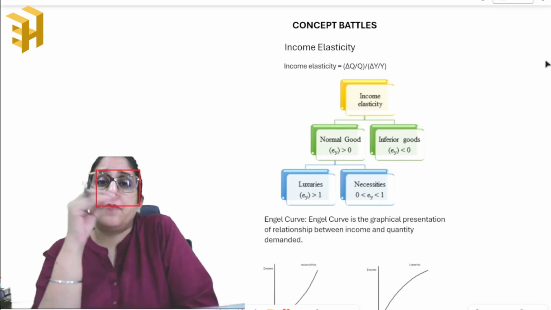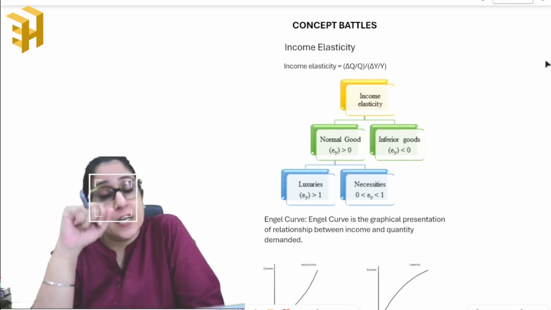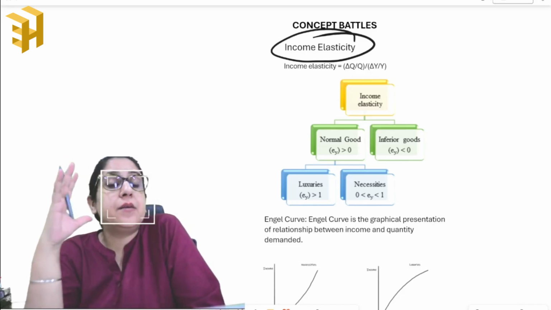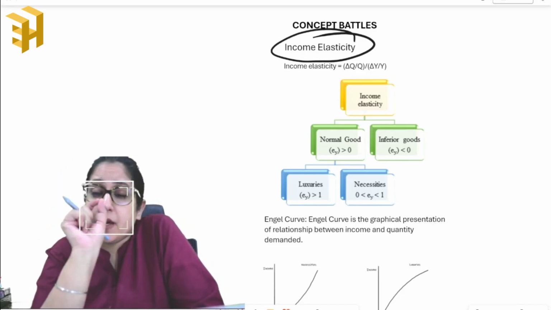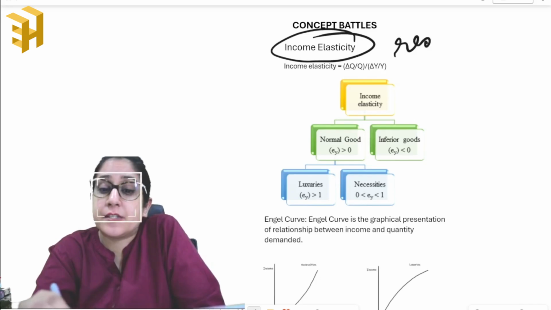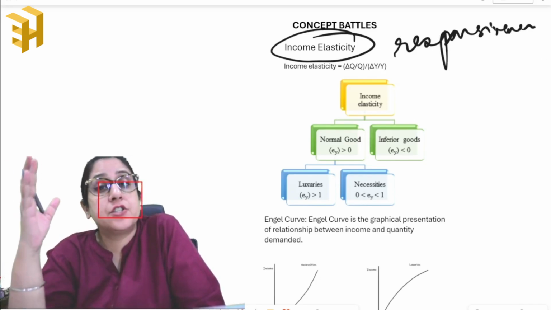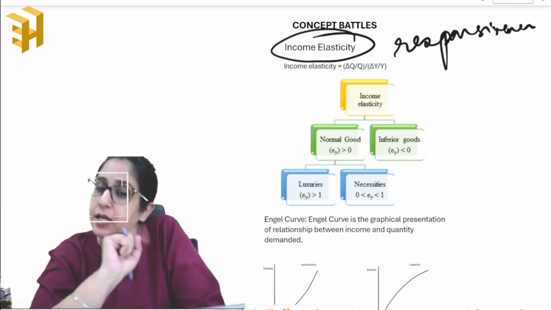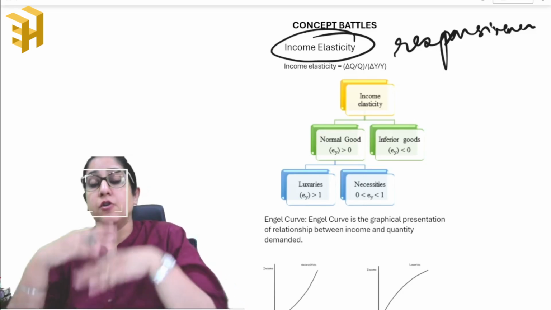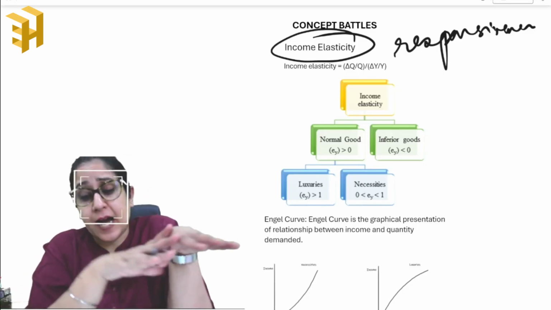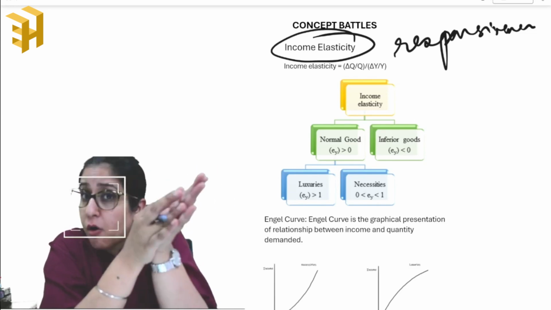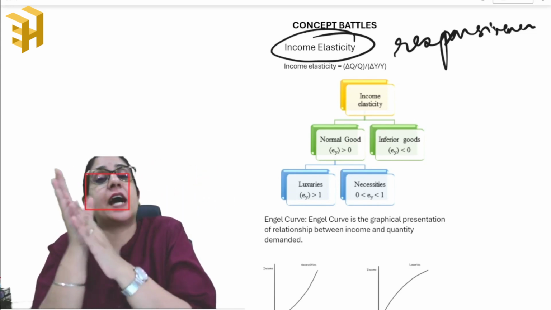Now, the first thing that we need to discuss today is the income elasticity. What do we mean by income elasticity? It measures the responsiveness of the change in your quantity demanded due to change in income. So in other words, how well will your quantity demanded respond when the income levels actually change?